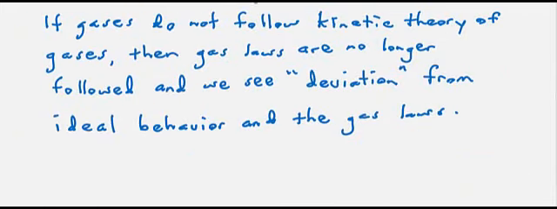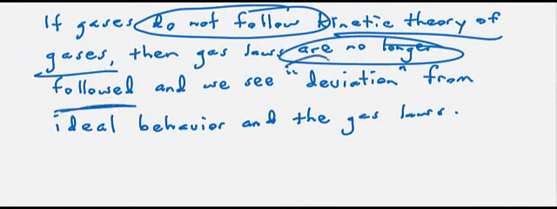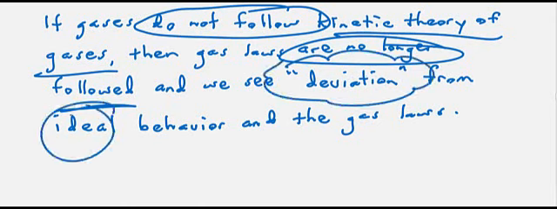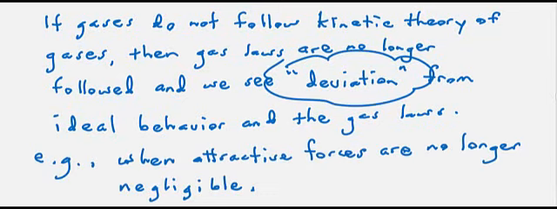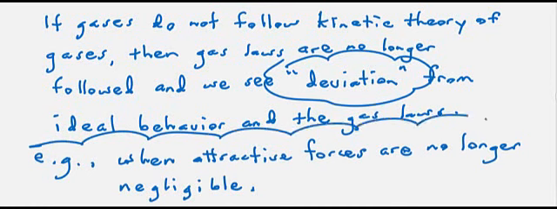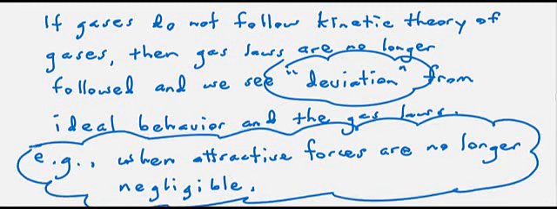If the gases do not follow the kinetic theory of gases, then the gas laws are no longer followed, and we see what's referred to as deviation from ideal behavior, and deviation from the gas laws. An example of this would be when the attractive forces between gas particles are no longer negligible and the particles actually start to stick together slightly. This would cause deviation from ideal gas behavior.